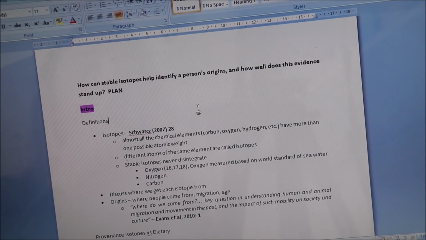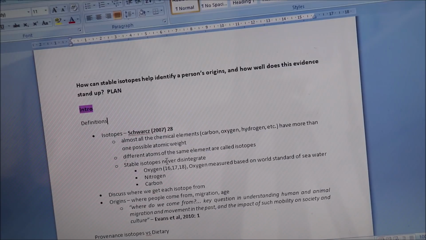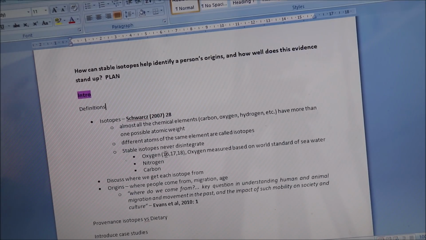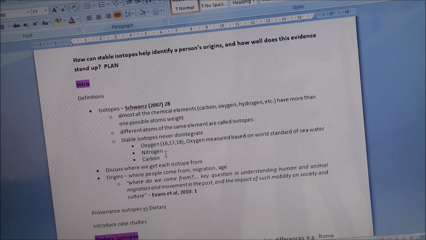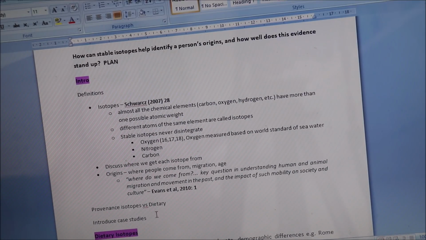Okay, so here is my finished plan. I discussed how I was going to do the intro before, but here is the amount of detail I've got. So I've got all of the basic definitions of isotopes along with who said it. That's really important because you need to have the citations in there for it to be stronger, so your arguments will be backed by scientific articles as opposed to you just making it up.